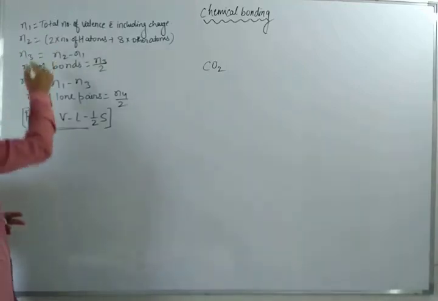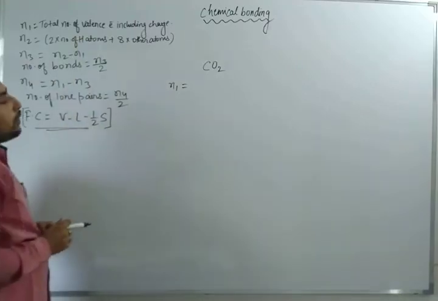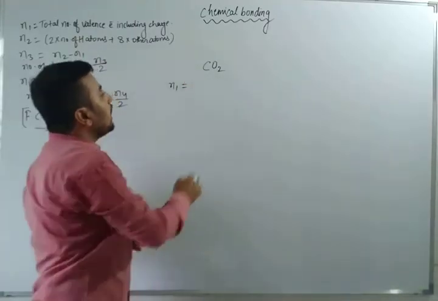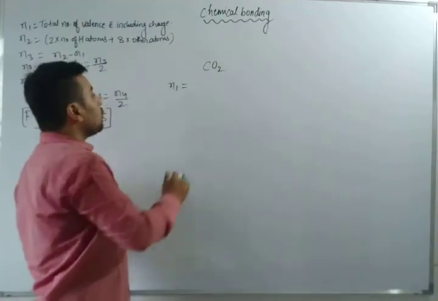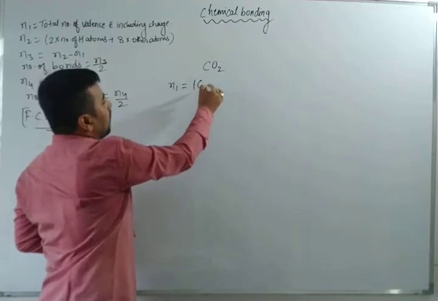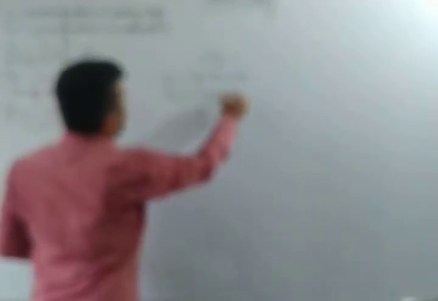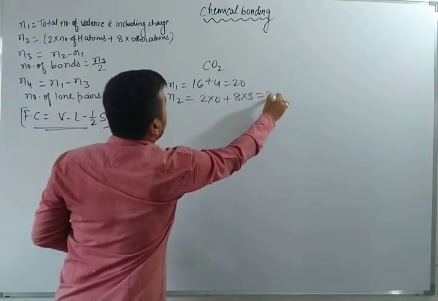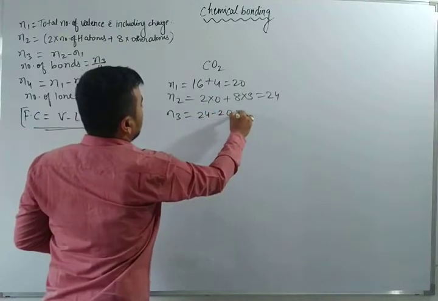First of all, you have to calculate the value of N1. N1 is equal to how much? Total number of valence electrons including charge. There is no charge here. Carbon has 4 valence electrons, and oxygen, 2 oxygens, 8 to the 16, plus 4, that is equal to 20. N2, number of hydrogen atoms 0, 2 into 0 plus 8 into 3 other atoms, so 8 3s are 24. N3 value, 24 minus 20, that is equal to 4.